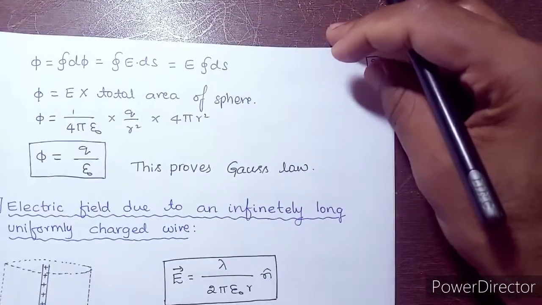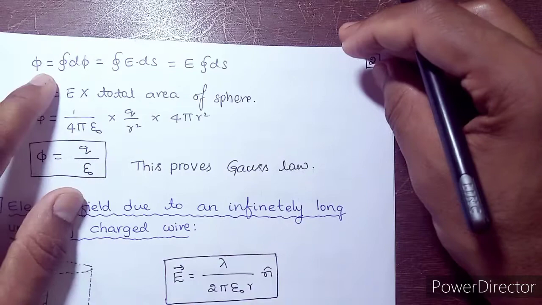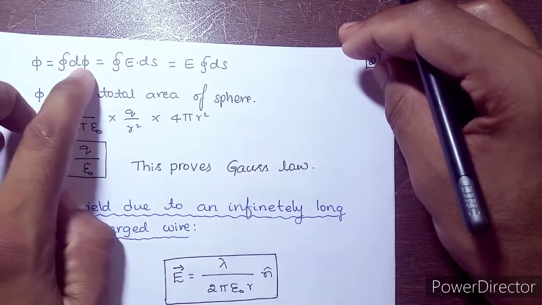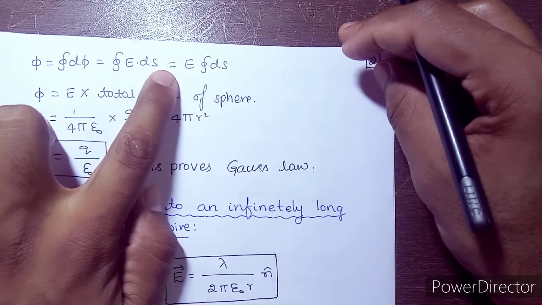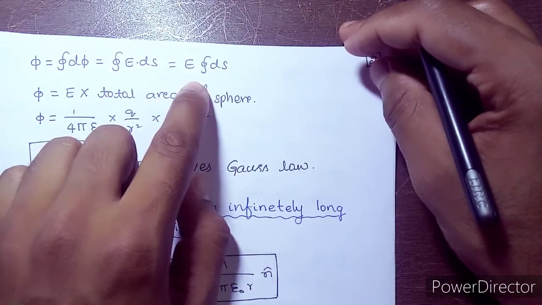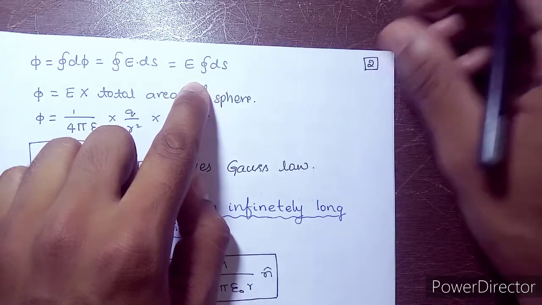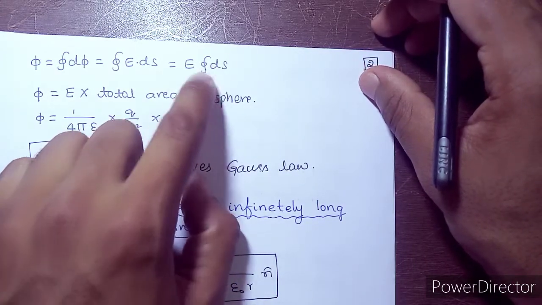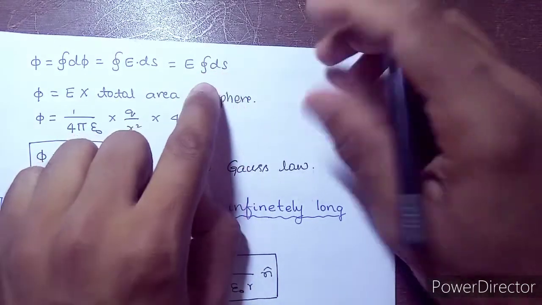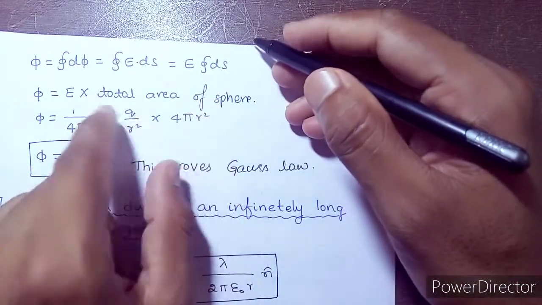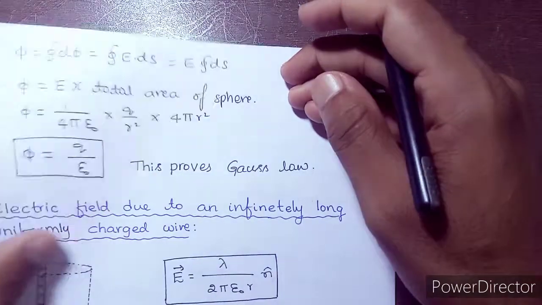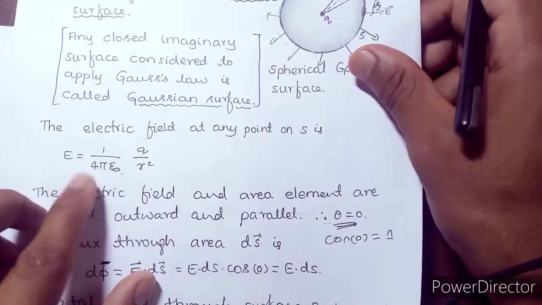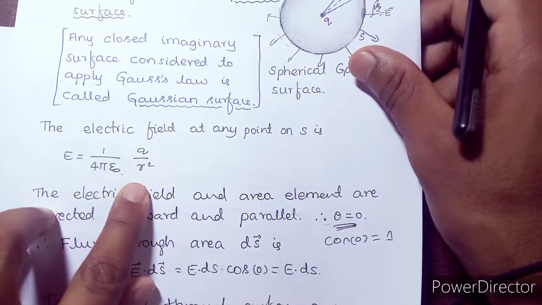So here we have phi equal to the integral of dphi, and we know dphi is E dot ds. So it is the integral of E dot ds. If E is constant, because the r value is constant, E will be constant, so we get E times the integral of ds. What is the integral of ds? That is the total surface area. And E is 1 by 4 pi epsilon naught q by r square.